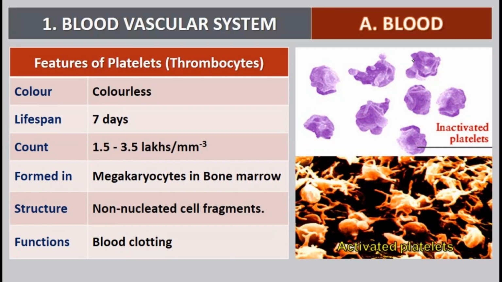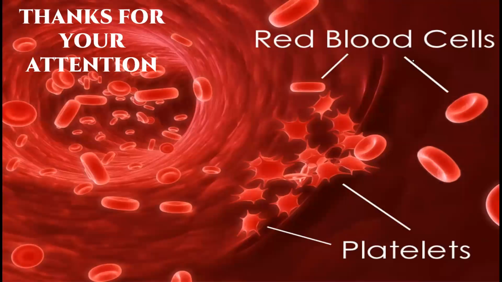Structurally, they are non-nucleated cell fragments. And the main function of platelets is blood clotting. So there are three types of formed elements present in the blood: RBC, WBC and platelets. All three play different roles. RBC help in transportation of carbon dioxide and oxygen, that is gases. WBC help in fighting against pathogens, immunity, and lastly, platelets help in blood clotting. Thanks for your attention.